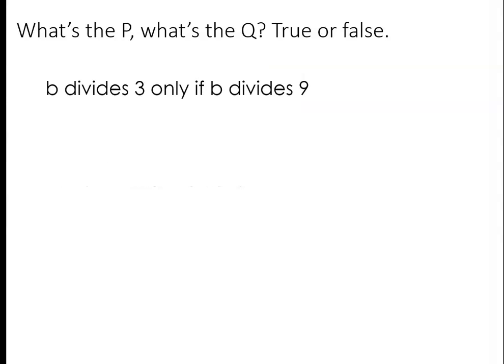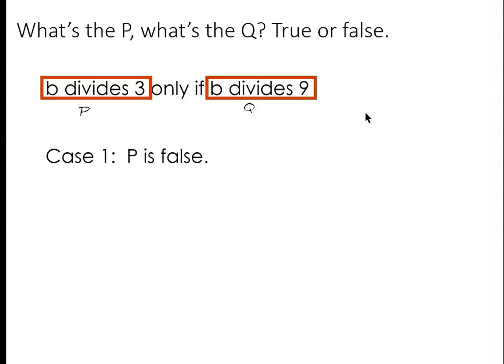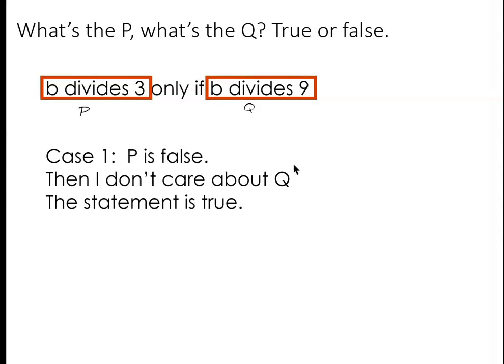Let's try another one. B divides 3 only if B divides 9. Okay, so the P part is B divides 3, and the Q part is B divides 9. Now I have to think a little bit harder, because I don't know what B is. Case 1, if P is false, then I don't care, the statement is true, because P implies Q: if the P part is false, the entire statement is true.